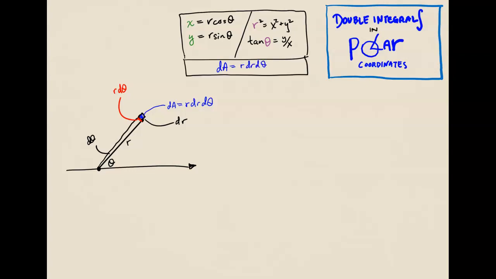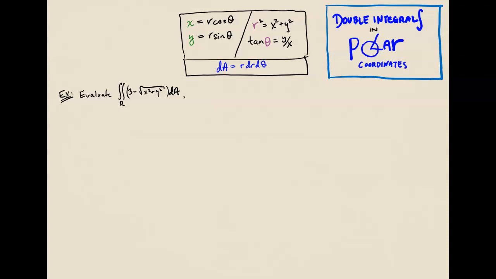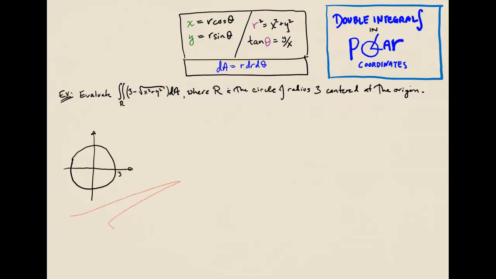Now let's put it to use. I want to give you an example of a double integral that looks very unpleasant in its native Cartesian form, but once we translate it into polar coordinates, turns out to be quite simple. Our problem is going to be to evaluate this double integral over the region R, where R is a circle, the circle of radius 3 centered at the origin, which I've drawn here.